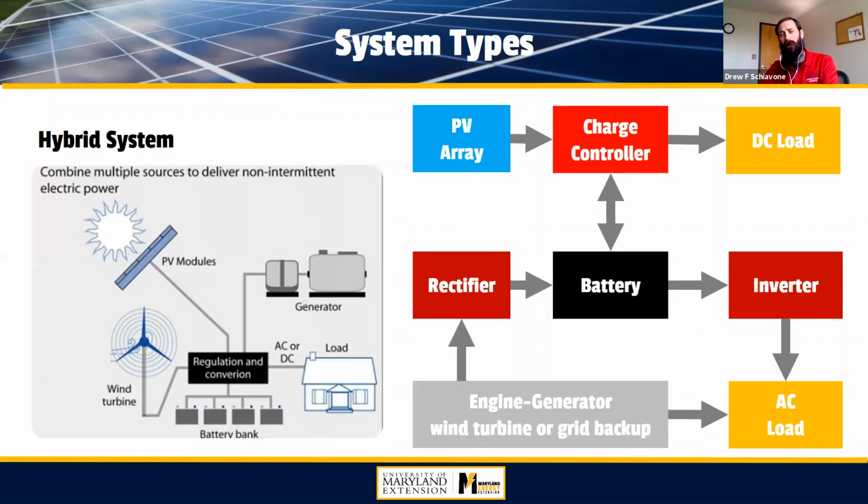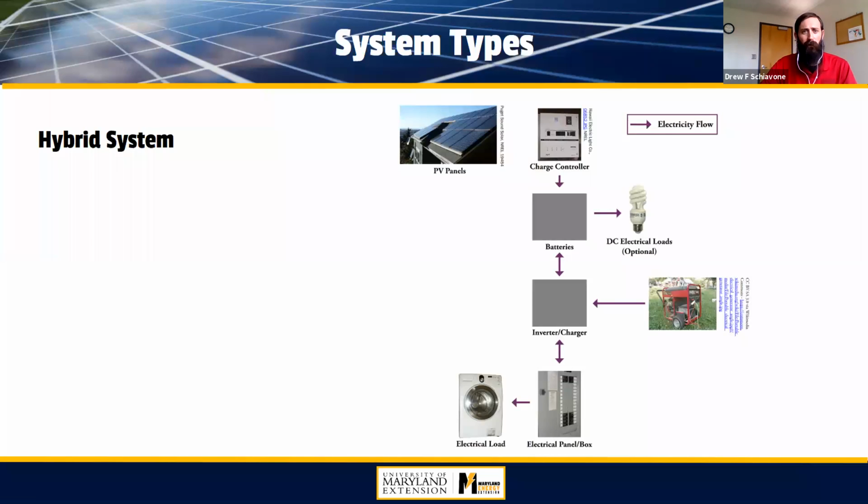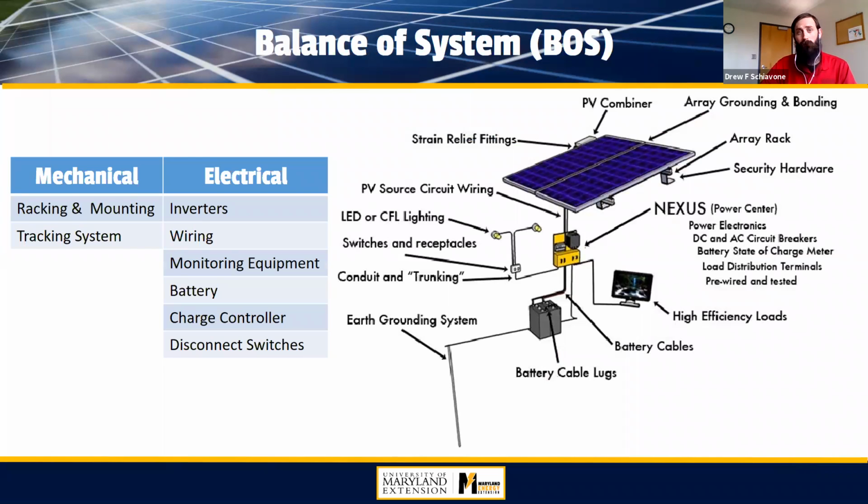A hybrid system would incorporate another energy source, so it is possible to have not only PV, but a generator or even a wind turbine. And there's a lot of examples across the state of Maryland that have implemented this effectively on smaller to bigger scales, but being able to tie those multiple technologies in is growing in popularity and in function.